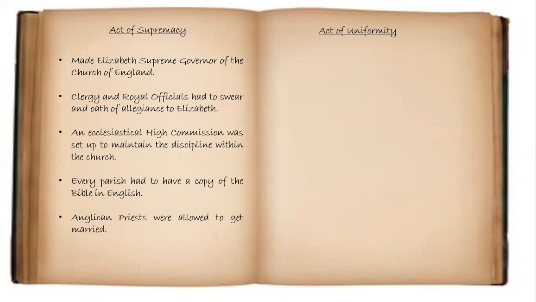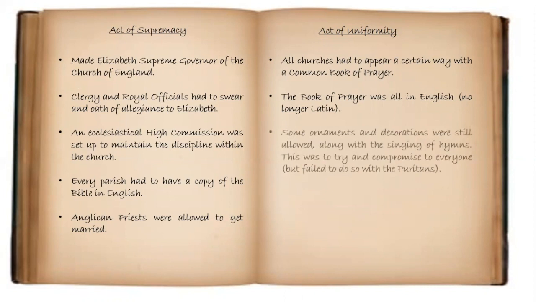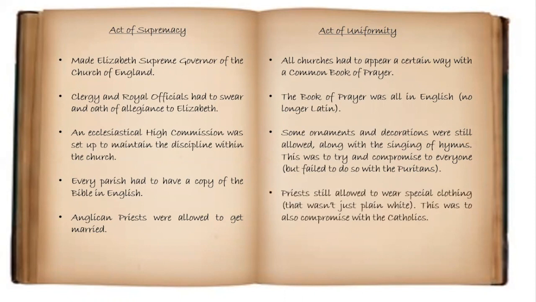With the Act of Uniformity, all churches had to appear a certain way with a common book of prayer. The book of prayer was all in English, no longer in Latin. Some ornaments and decorations were still allowed, along with the singing of hymns. This was to try and compromise with everyone, but it failed to do so with the Puritans. Priests were still allowed to wear special clothing that wasn't just plain white. This was to compromise with the Catholics.